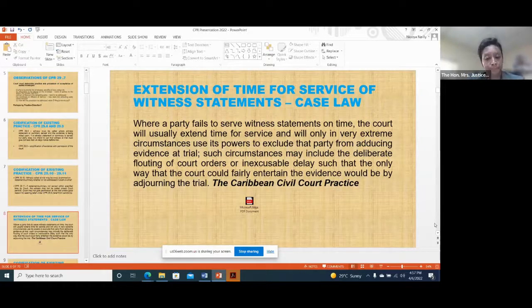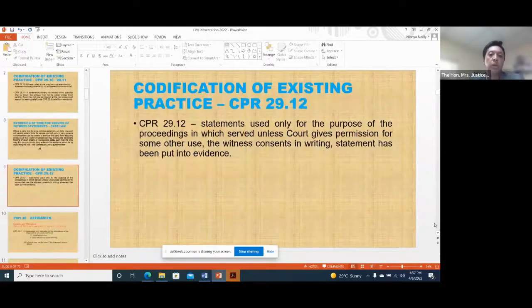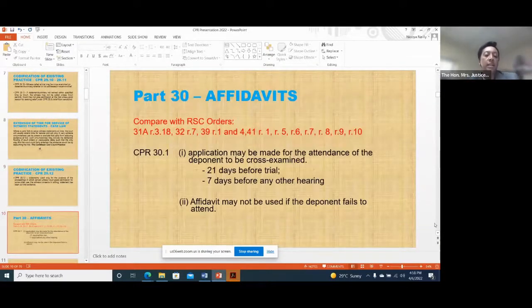Ms. Neely? If you can guess. So 29.12, again, that is a use of a witness statement for other purposes. I won't need to get into that one. There's nothing controversial or new about that. And I think I, in error, didn't include 29.13, which was a notice to admit facts, which is our RSC 27.